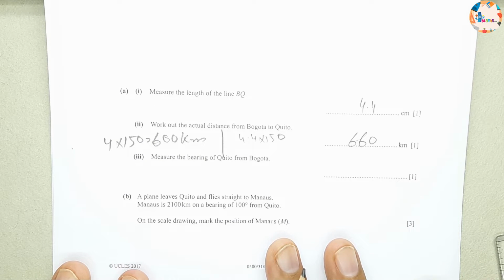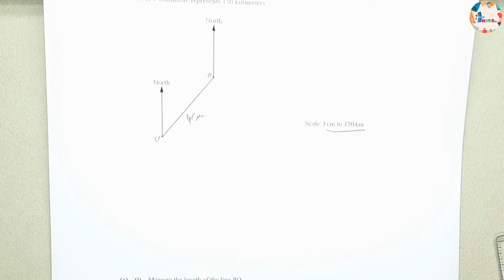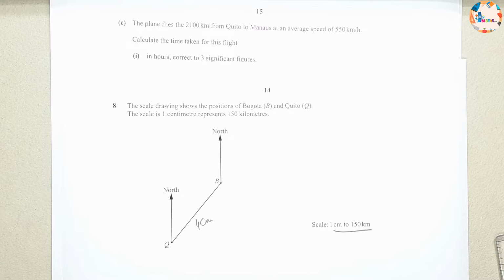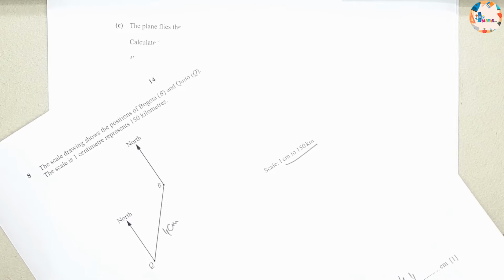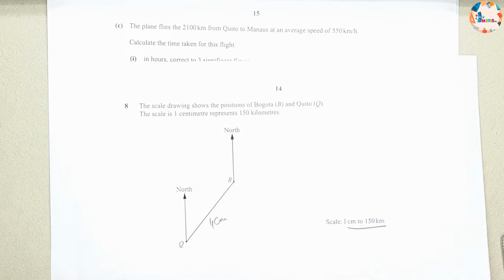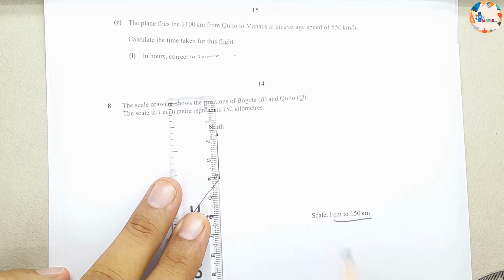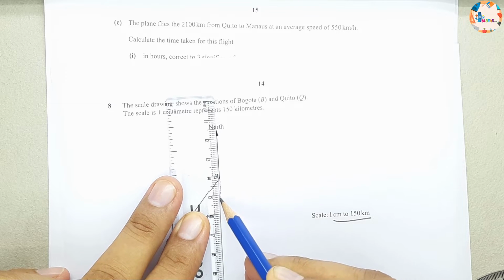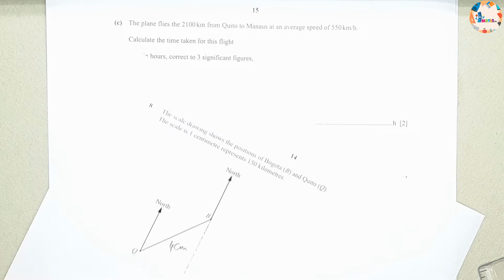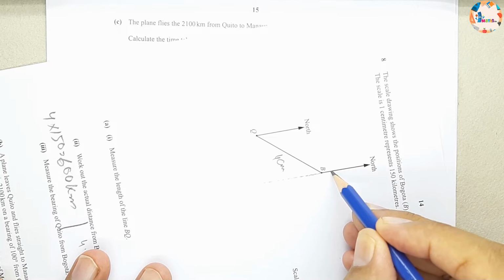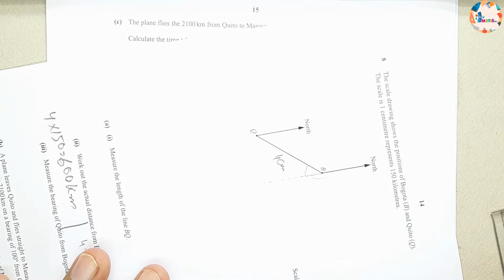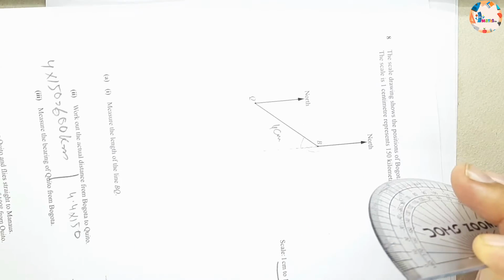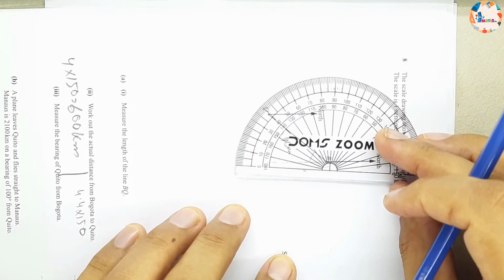Measure the bearing of Quito from Bogota. So we have to measure the angle, and to measure that angle we need a protractor. So we'll be turning the page and measuring the angle. Basically, before turning the page, we can just extend this line a little, for example up to this one, and then we can measure this. This will be 180 up to this one, and we can measure this angle, and this angle we will add to 180, and that will be our answer.